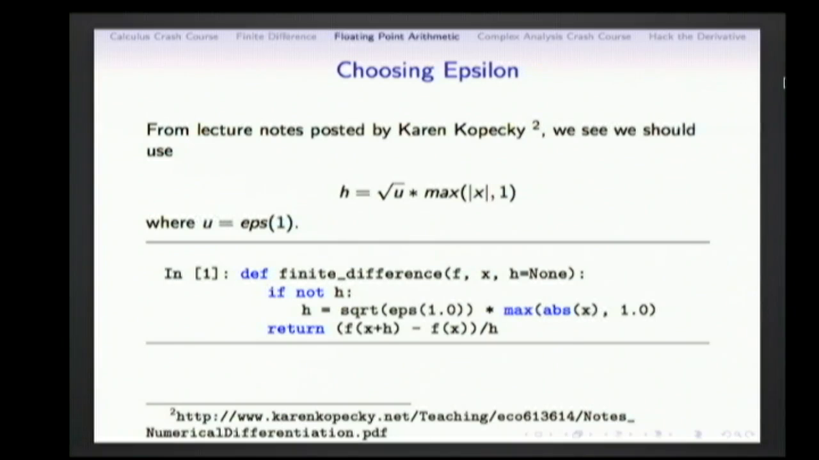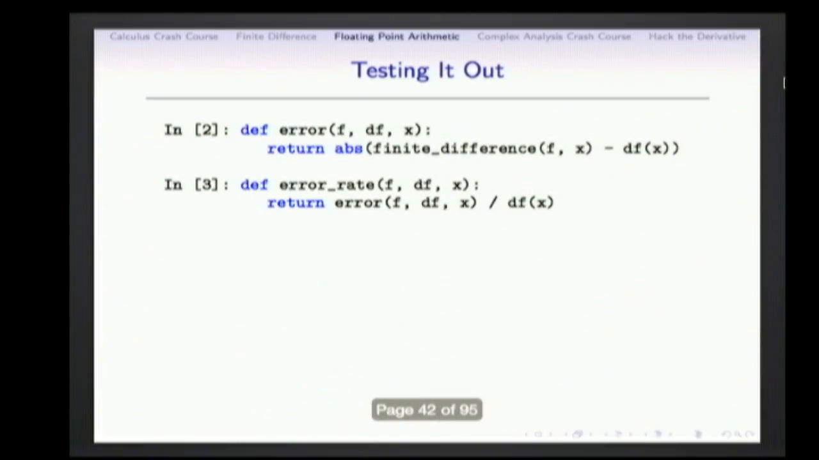This is generally what you should do. So we can redefine our function and say if we don't give it a custom h, let's just use this thing. And so we can test that out. We can define an error rate function, where we have a function and we know the derivative, so we give it to both of these and then say how far off our estimation is from actually computing it.